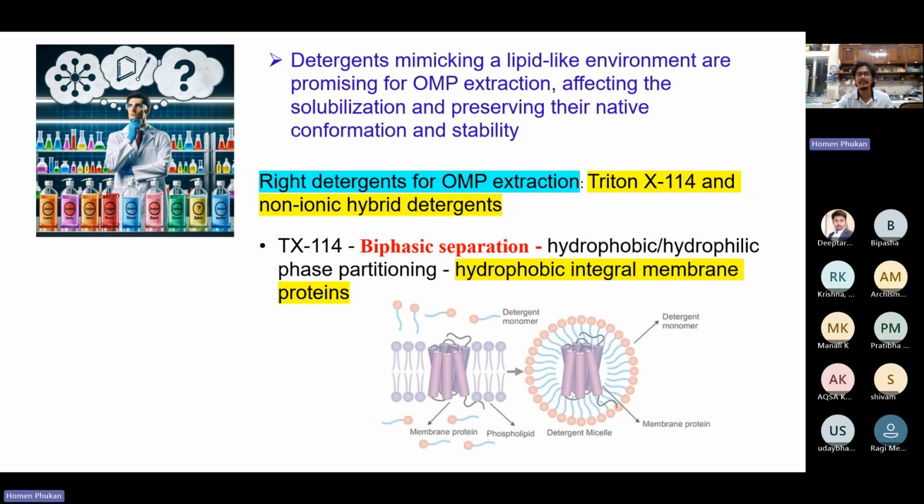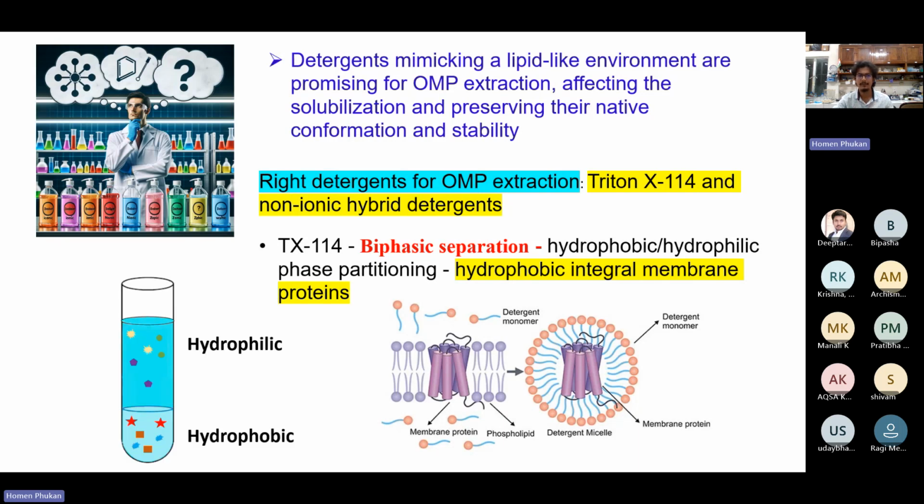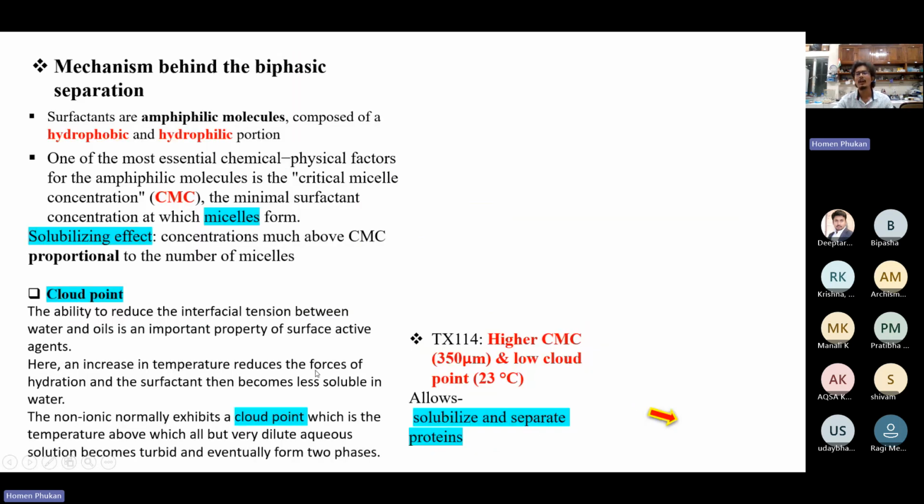and which can efficiently extract the integral membrane proteins, which are hydrophobic. So it can act as a kind of biological membrane while we use certain factors like temperature, and it can separate with the help of temperature into hydrophilic and hydrophobic portions. Hydrophobic is nothing but the detergent-concentrated form, and the hydrophilic portions are polar. So let me discuss these biphasic separations.